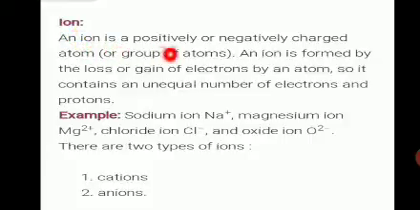An ion is a positively or negatively charged atom. Or we can say that an atom or a group of atoms having positive or negative charge, such a group we call an ion. Normally we call positively or negatively charged particles ions. So as I mentioned, it can be positively or negatively charged.